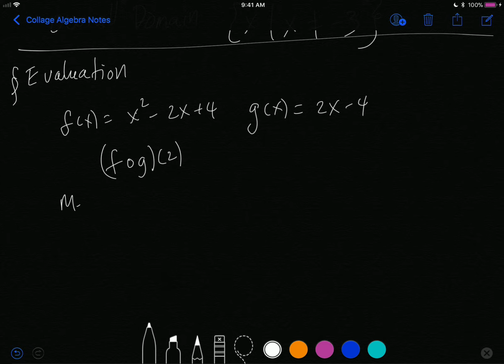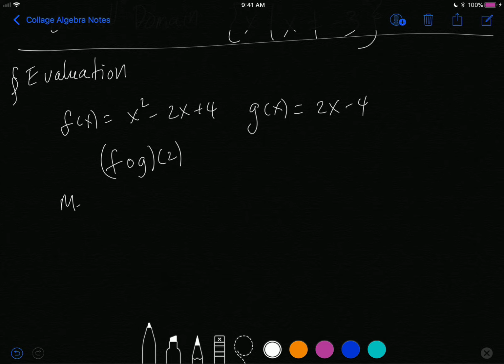Now we're moving on to evaluation of composite functions. Evaluation means to simply plug a number into the composite function. Let's say I have f of x equals x squared minus 2x plus 4, and I have g of x equals 2x minus 4.